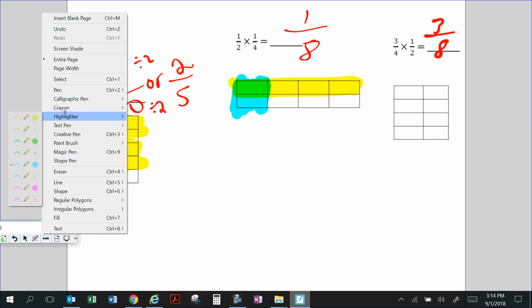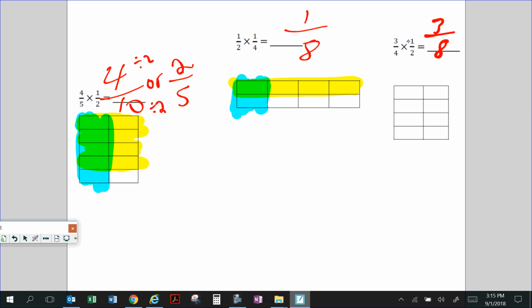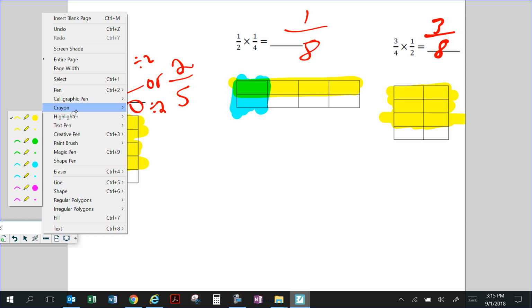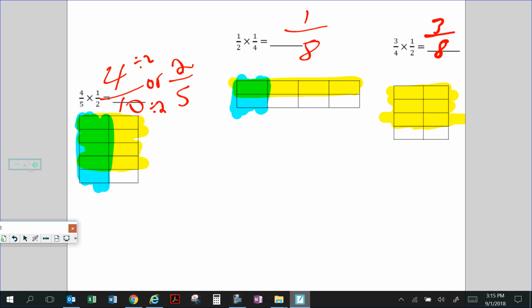So using my highlighter, I shade in 3 of the 4 rows. 1 row, 2 rows, 3 rows. 3 of the 4 rows. There's first row, second row, third row. Then I shade half of the columns, 1 of the 2 columns. So what overlaps? 3 out of 8.